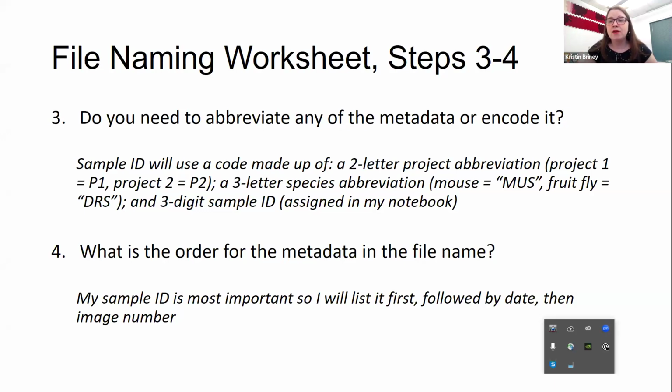Step 4, what order are you going to put those 3 to 5 pieces of metadata in? Order matters mostly for how you're going to organize things on your computer and how things are going to sort. So the most important piece of information should go first, and then kind of a hierarchy from there. However you think about organizing that information in your head, use that to determine the order. So for my microscopy images, we're going to start with sample ID first, because that's kind of the reference I use for cross-referencing everything, followed by date and then image number.